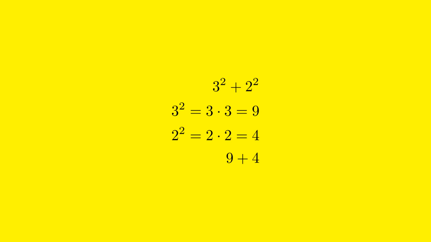Next, we move to 2 raised to the power of 2. The base is 2 and the exponent is 2, which means we multiply 2 by itself. So 2 raised to the power of 2 is 2 times 2. When we perform this multiplication, 2 times 2 equals 4. This simplifies the second term of the expression to 4.